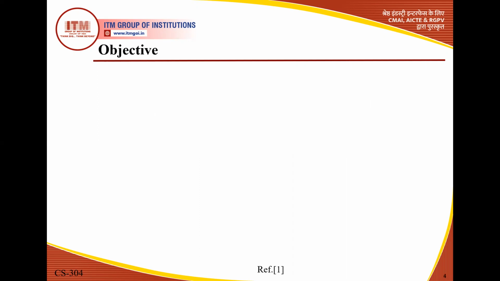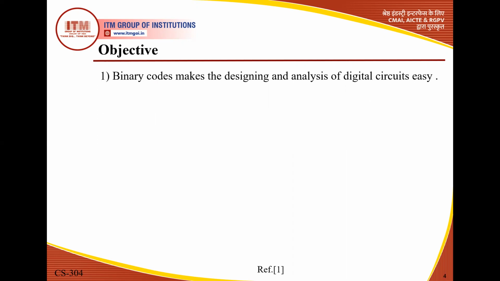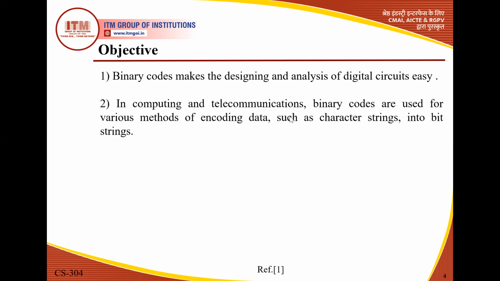Now the objective. Binary codes make the design and analysis of digital circuits easy. That's why we use binary codes widely in the design process. In telecommunication, binary codes are also used for encoding purposes, because nowadays is the time of telecommunication, especially digital communication, so there is a requirement for encoding. So these binary codes are widely used for encoding.